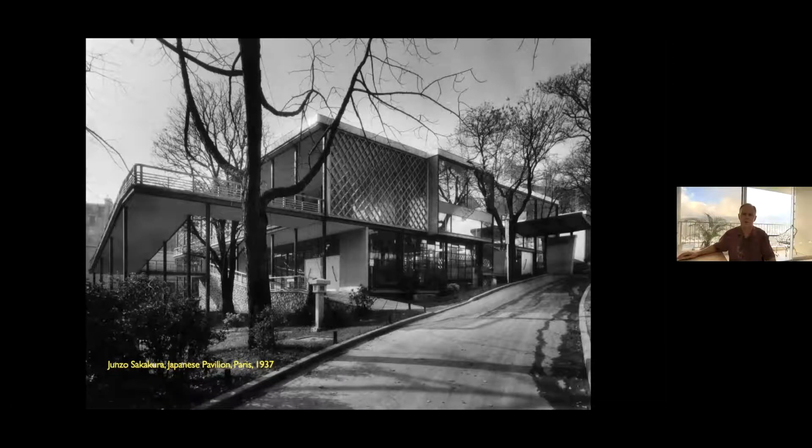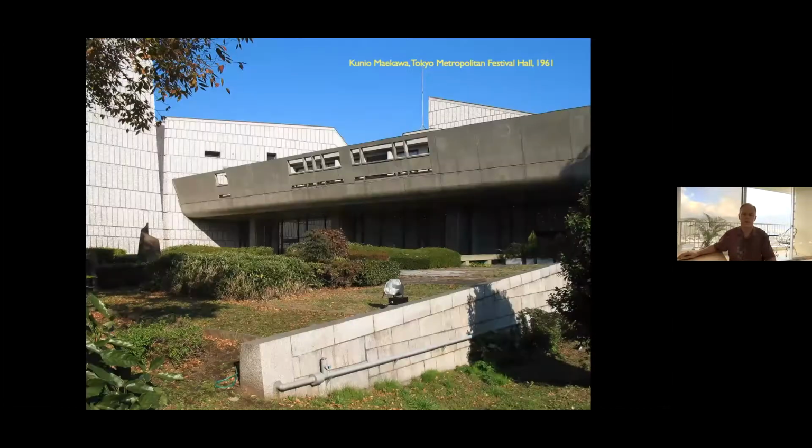So here's the reality. Here's Maekawa, who worked for Le Corbusier, and here's actually Le Corbusian modernism transplanted into Japan in the 60s. The other great figure at the foundation of Japanese modernism was then Kenzo Tange.